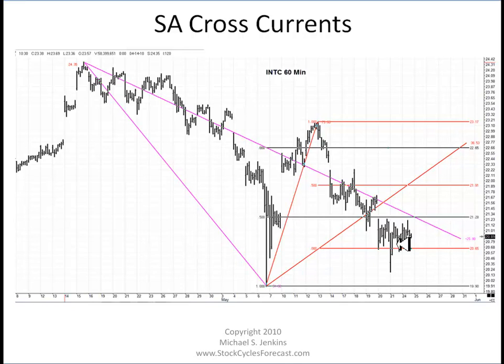So at this point, we're still uncertain. But what we do know is here's the 50% of the first angle, which is right here. It coincides with the 1/2 angle down from the top right here. And we're holding the bullish trend line from the bottom. So should we get to this level again through here, I would definitely be going long and looking for it to go up into this area and probably have another leg up.